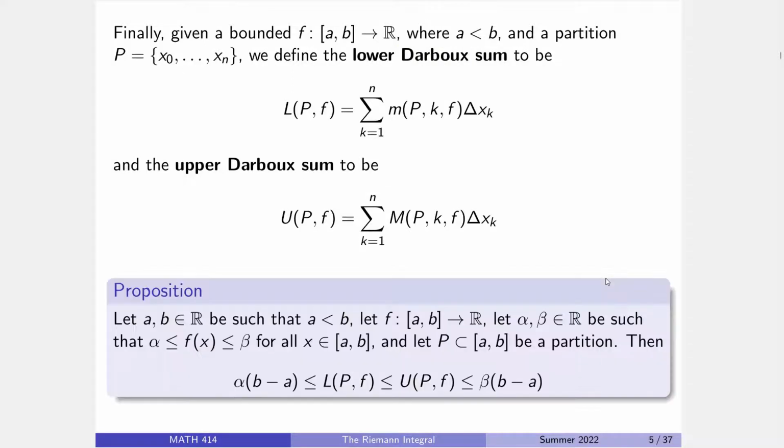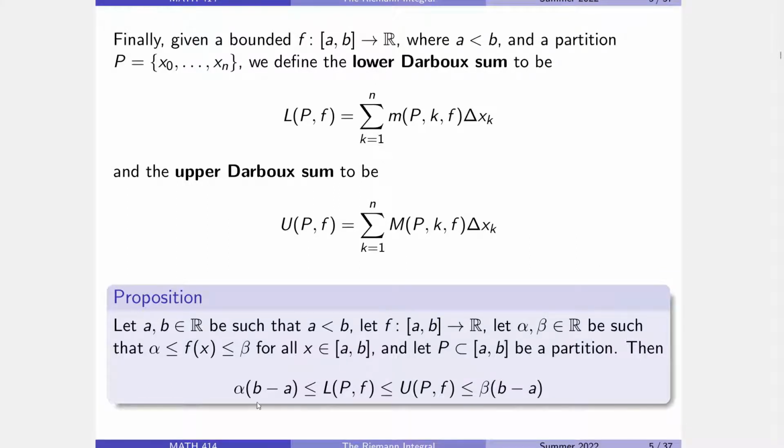Okay, so we've set up enough to prove our first proposition. Let's read it out. What does it say? Let's say we've got a non-degenerate interval [a, b]. We have a function defined on it, and our function is bounded below by alpha and bounded above by beta. Then for any partition, alpha times (b minus a), so the lower bound of alpha times b minus a.